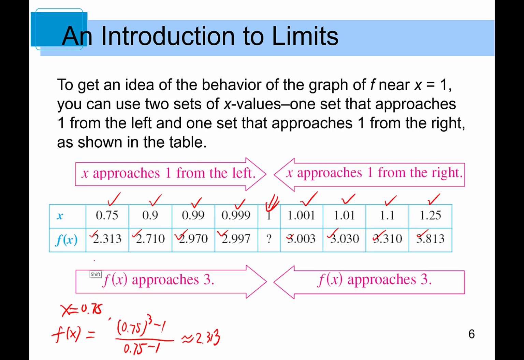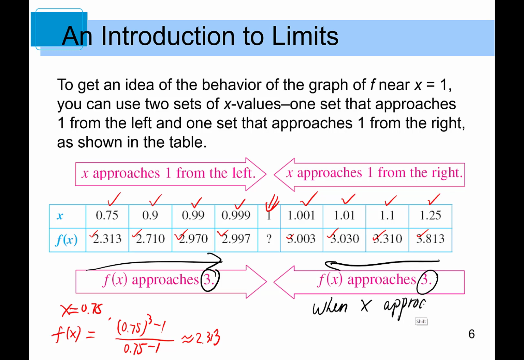As you can see, the numbers on the left hand side of x equals 1 are getting closer to 3. From the right hand side, the numbers also approach 3. So safely speaking, we can say that at x equals 1, the limit will approach 3. When x approaches 1, the limit of f of x approaches 3. And that's what we see from this numerical table.